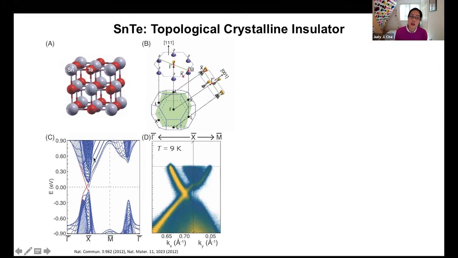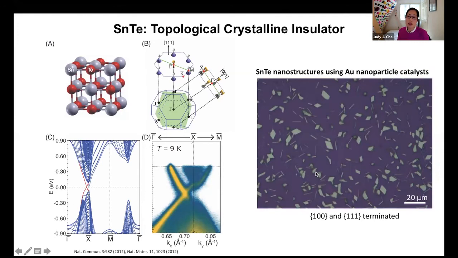So Yoichi Ando's group and Liang Fu's group first predicted this class of materials back in 2011-ish. Here is a calculation. The blue is for the bulk states, and then the red is the surface states. So you see the linear dispersion here. And D is the measured, imaged band structure that shows this linear dispersion. So we can make them into nanoplates, nanowires, and then we measure their electrical property.